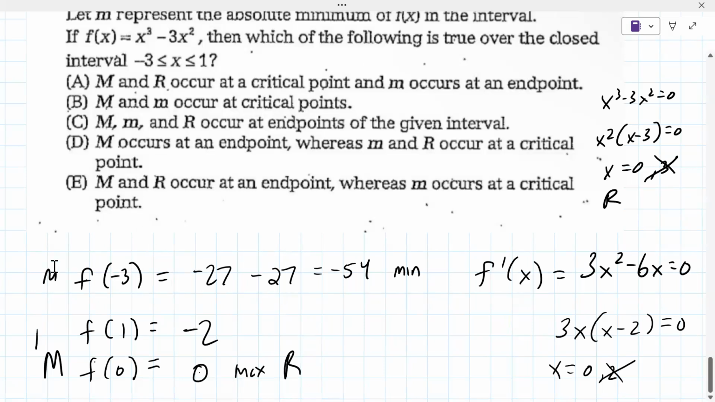Now, would little m be at an endpoint? So M and R occur at an endpoint. Is that an endpoint? Oh, wait, no. So that one's out. So lowercase m occurs at an endpoint though. That's right. So A. It does appear to be A, yeah. Okay. All right, good job on that.